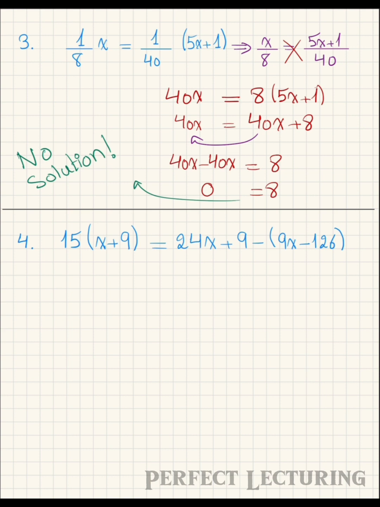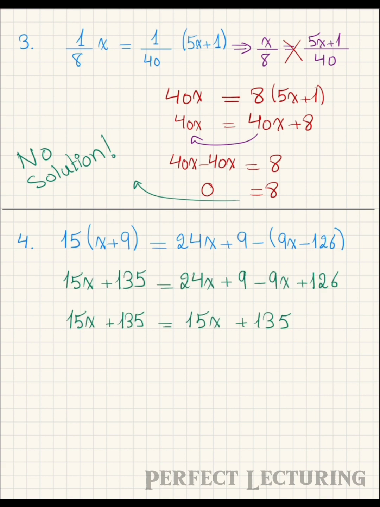Let's continue with number 4 now. So we simplify, we put all the x's on one side and all the terms with no x on the other side. And here we end up with 0 equals 0. Now, is it wrong to say 0 is equal to 0? It's not wrong, it's always true.